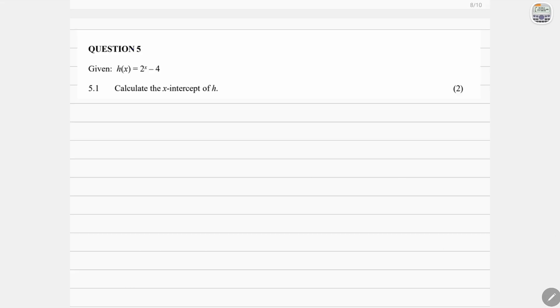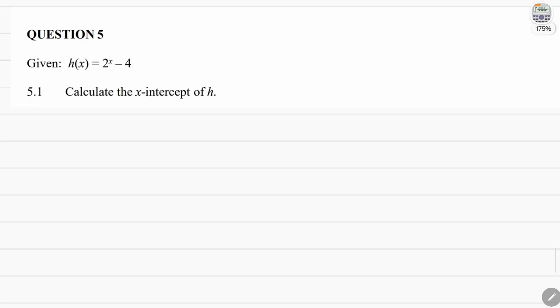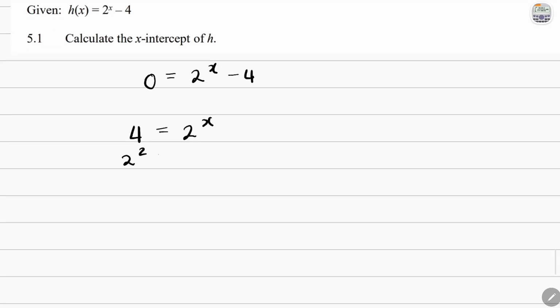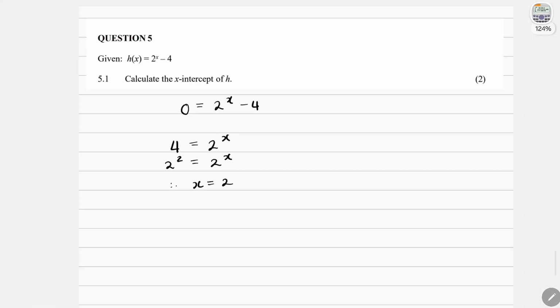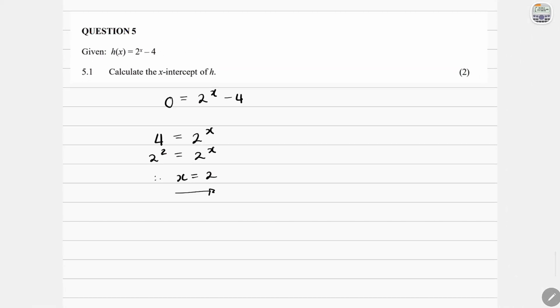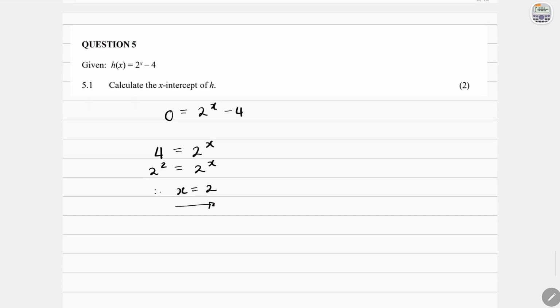Question 5 says, given h of x equals 2 to the power of x minus 4, so we have an exponential equation. And 5.1 says, calculate the x-intercept of h. To find the x-intercept of a function, you simply make y equal to 0. So h of x, that is y, so we'll say 0 equals 2 raised to the power of x minus 4. Then we can transpose the negative 4, so positive 4 equals 2 to the power of x. Make the bases the same: 2 to the power of 2 equals 2 to the power of x. Then equate the exponents. x is equal to 2. And that is our answer. They didn't say write it as a coordinate, so you can leave it like that. That is fine. Moving on to the next question.